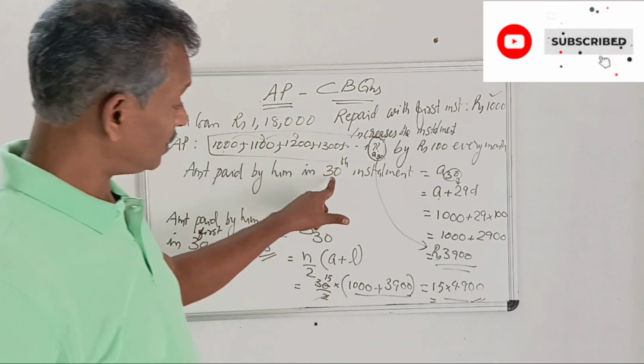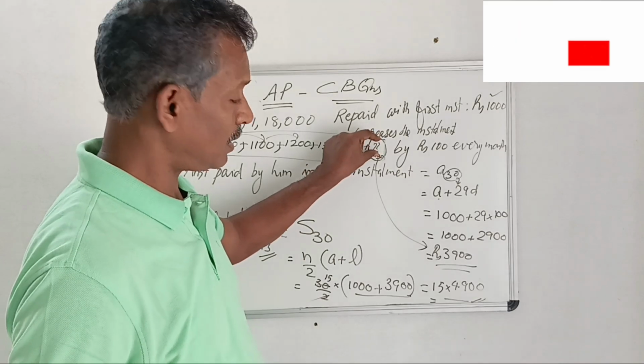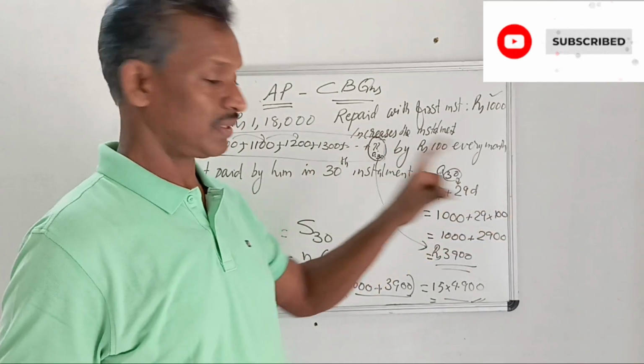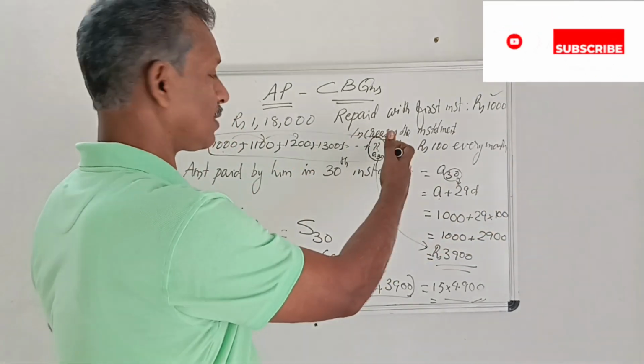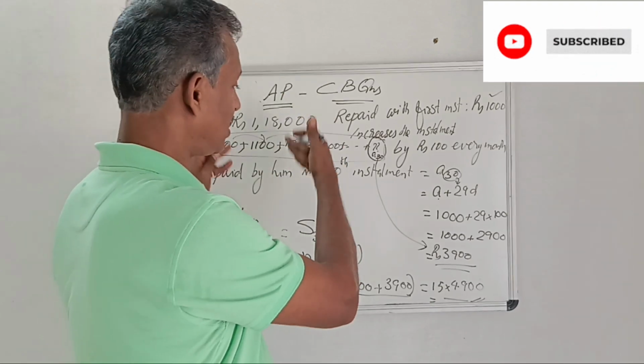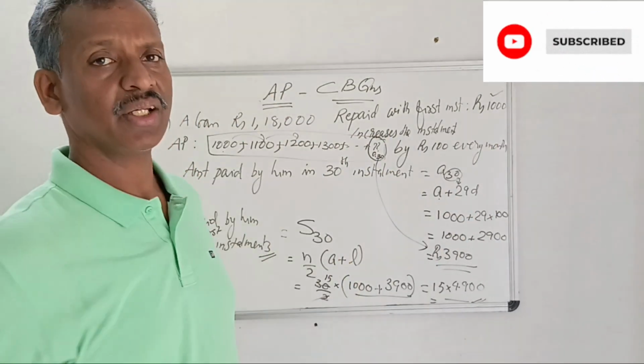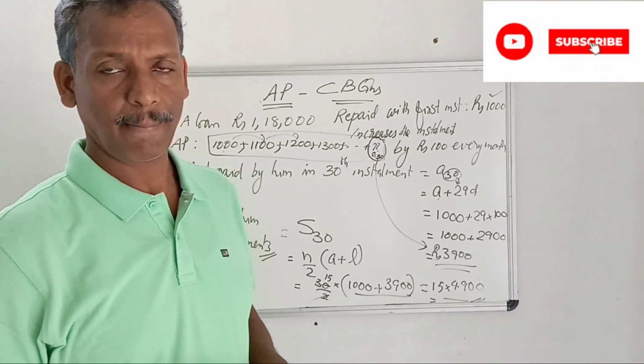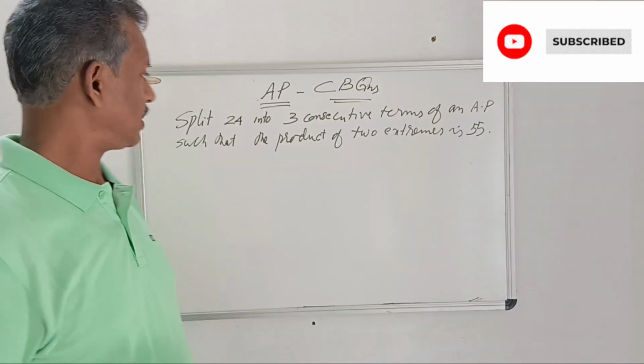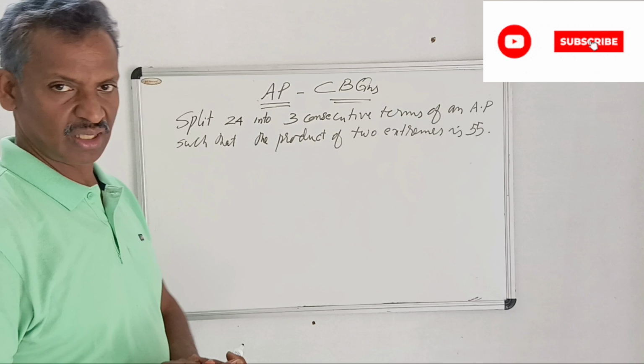The first question is the 30th installment, only in the 30th position how much he has paid. The second question is altogether, from first, second, third, fourth and up to the 30th installment, how much he has paid. Okay, next question from AP itself.